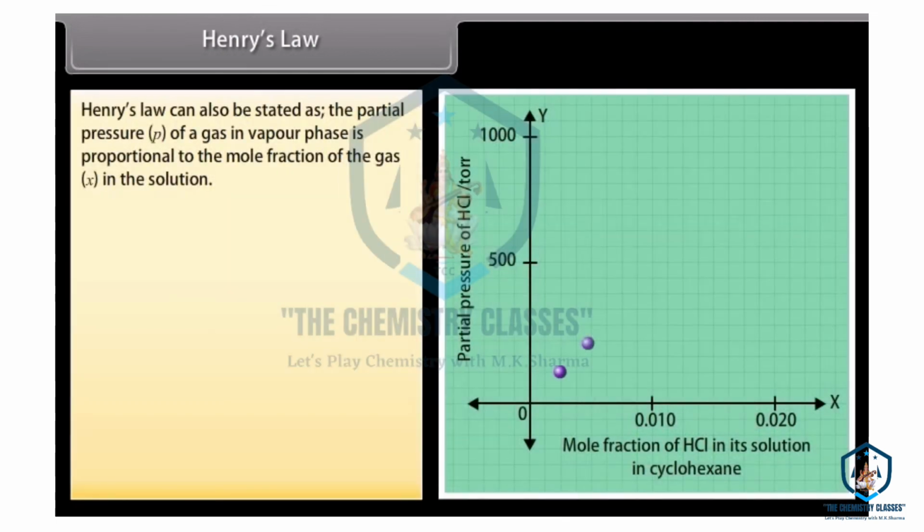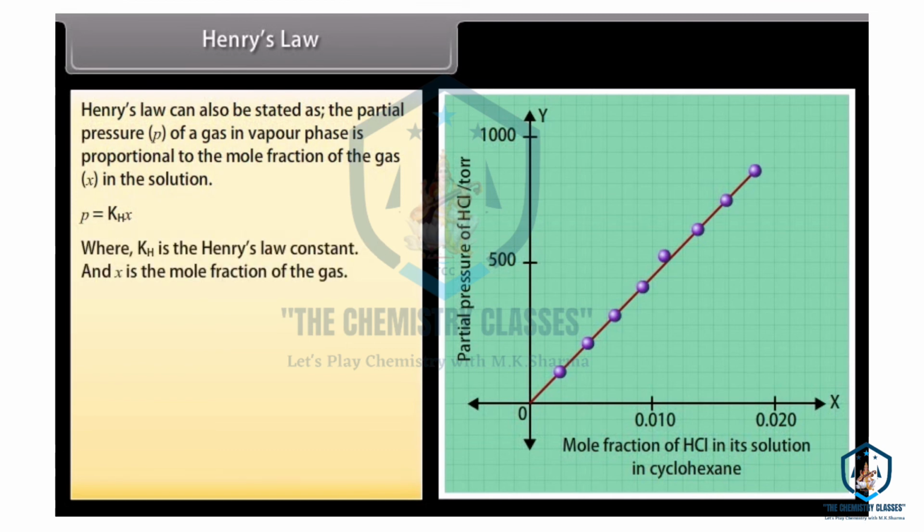Henry's law can also be stated as the partial pressure of a gas in vapor phase is proportional to the mole fraction of the gas in the solution. P = Kh(x), where Kh is the Henry's law constant and x is the mole fraction of the gas.